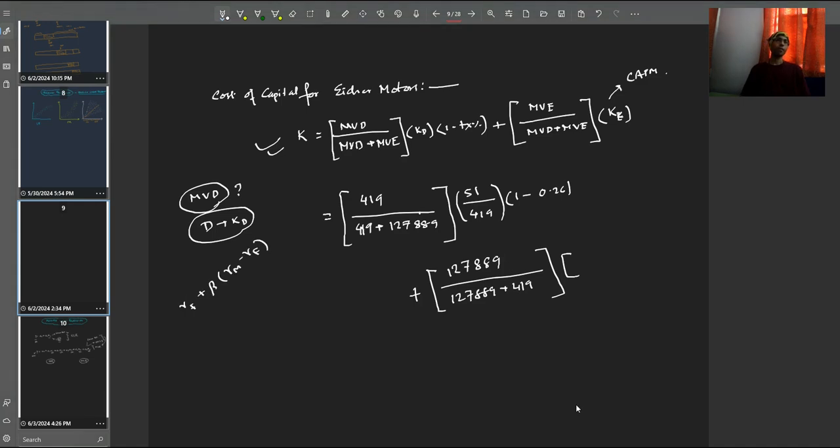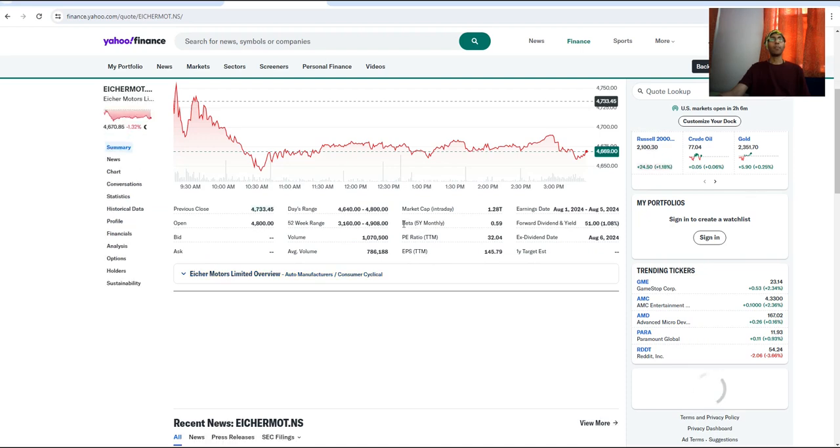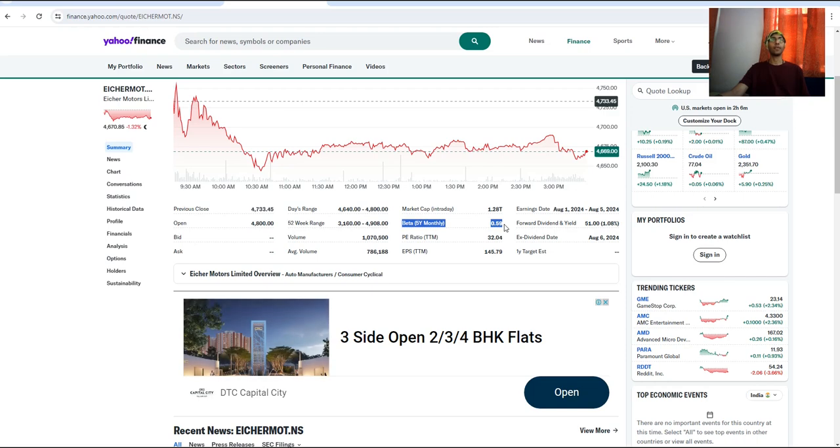Now for risk-free rate, we'll be taking the 10-year government bond. This rate will be taking. For beta, we'll be taking 5-year monthly beta. For market rate, we'll be taking the value of, let's say, last 20-year Sensex returns. Okay, the total returns. Let us find it, friends. So friends, the 10-year government bond is rated at 6.96%. The 5-year monthly beta of Eicher Motors is 0.59, right?